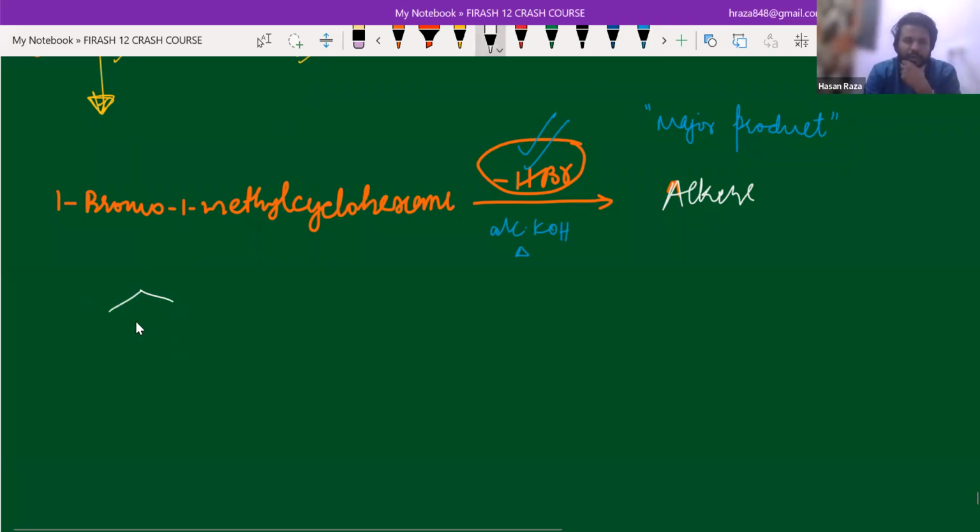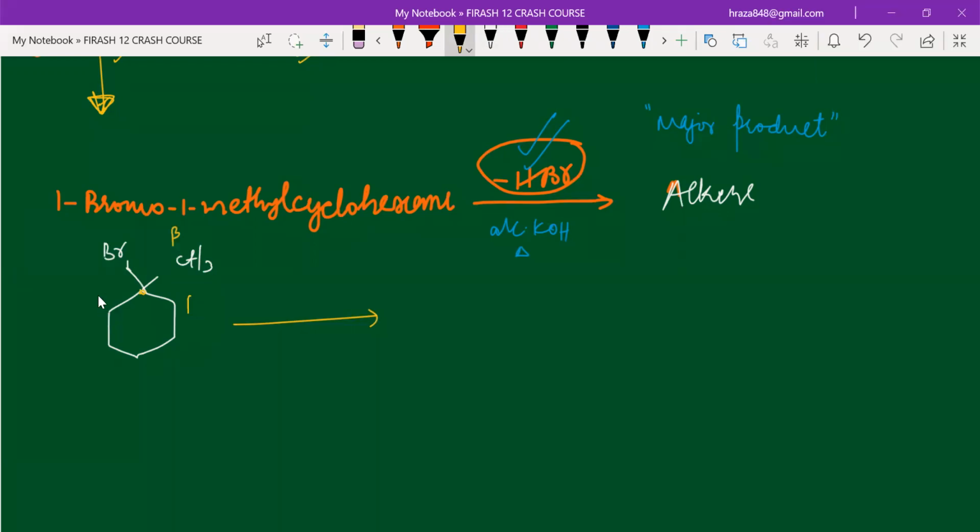This is your cyclohexane, the parent chain. 1-methyl, 1-bromine. That means this is your CH3 and this is your Br. So as you can see, there will be elimination. This is your alpha carbon, and beta hydrogen goes, and this is your beta, this is your beta. If you remove hydrogen from here or here, it will be the same. So there are two products that you need to prepare.